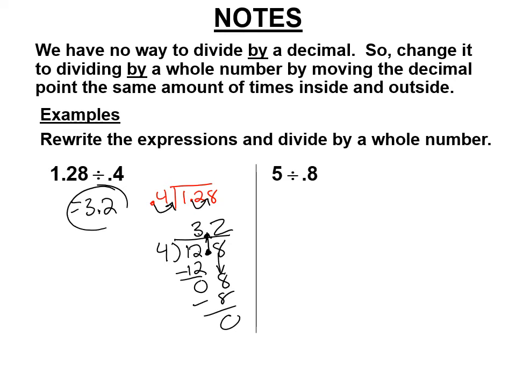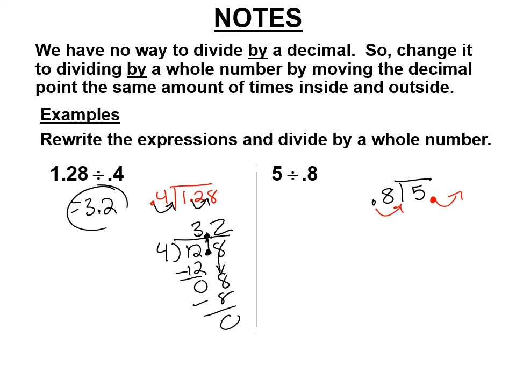So try this one. Right, the first number goes inside. So this is 5 divided by 0.8. Well, you can't divide by 0.8. It's not allowed. It won't work. So we have to move it there. Now, where is the decimal point in 5? It's right there. So we still have to move it. So we moved it over there.